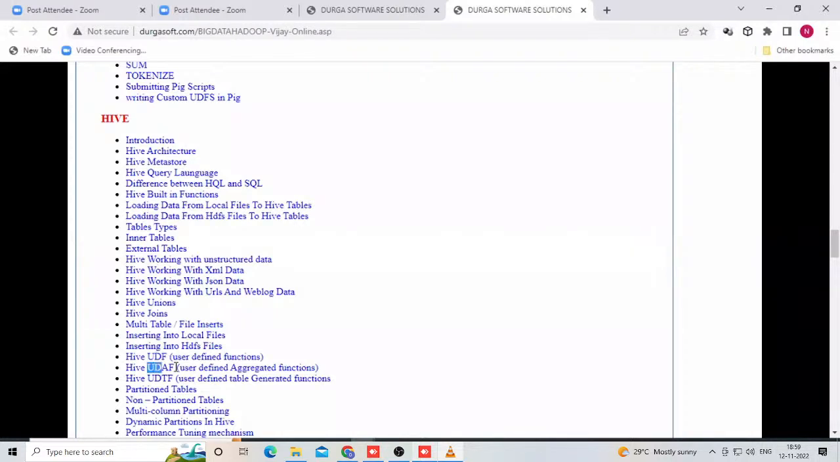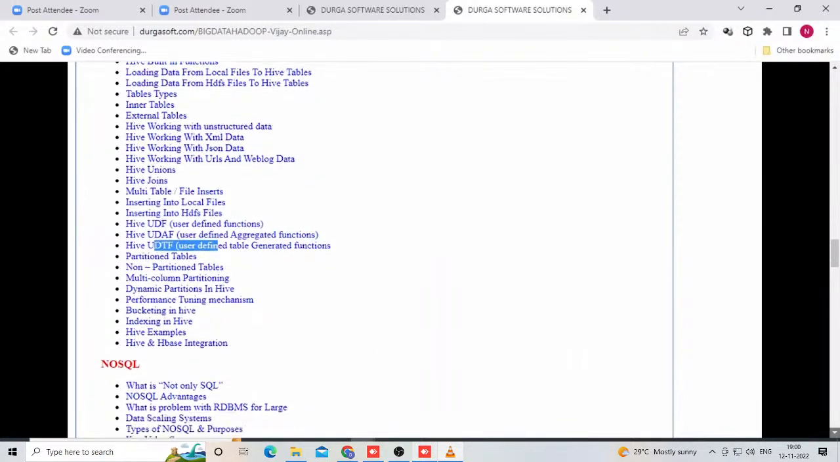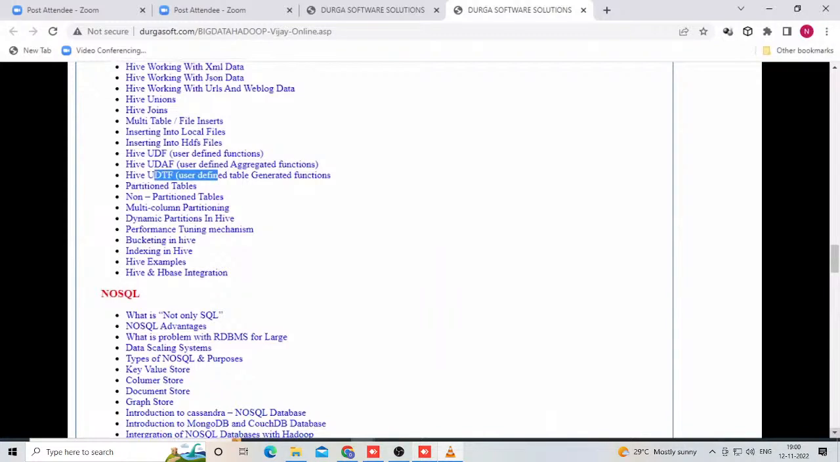user-defined functions, user-defined aggregate functions, user-defined tabular functions, non-partition tables, static partitioning, dynamic partitioning, multi-column partitioning, bucketing in Hive, indexing in Hive, and combinations of partitioning, bucketing and indexing. Then performance tuning mechanisms, and NoSQL databases. You need to have knowledge of at least one NoSQL database.